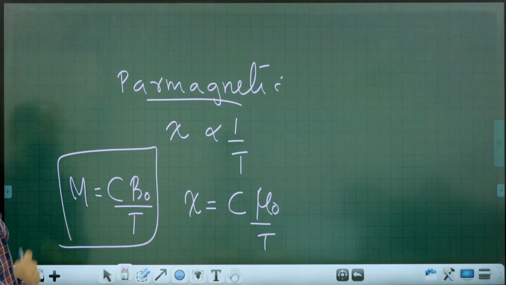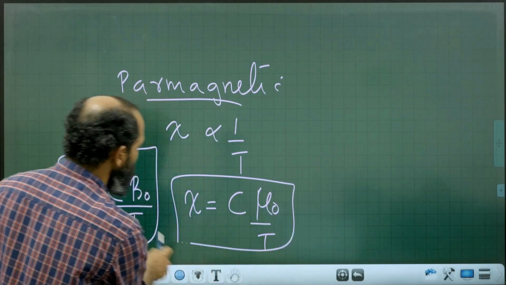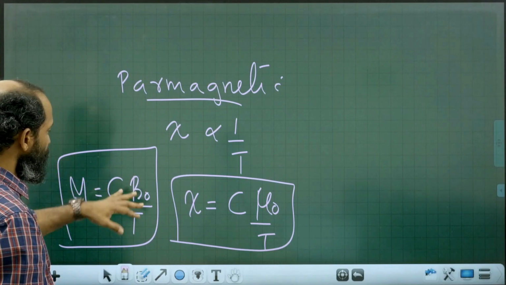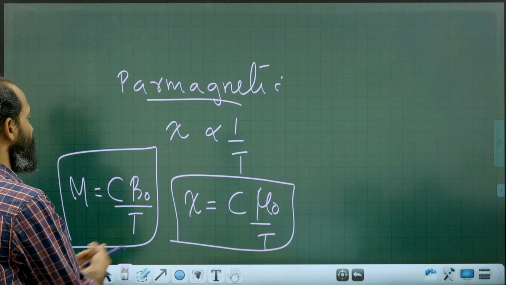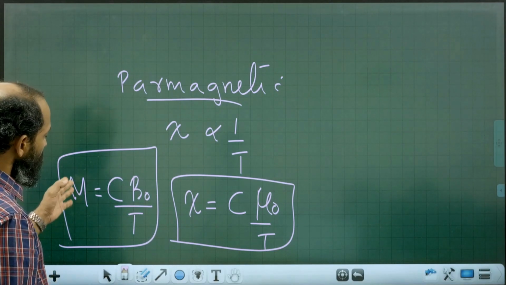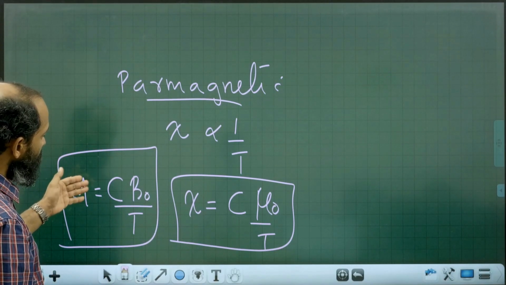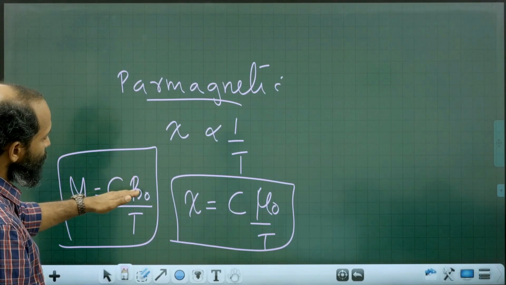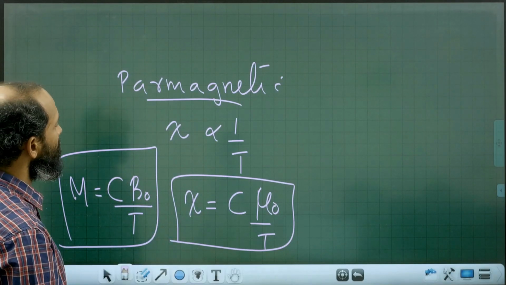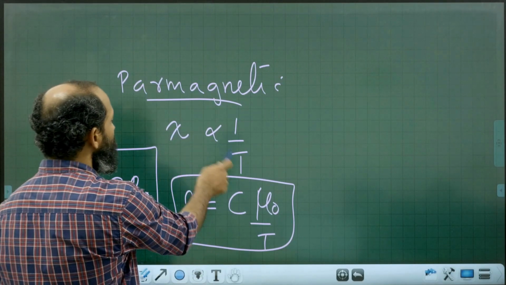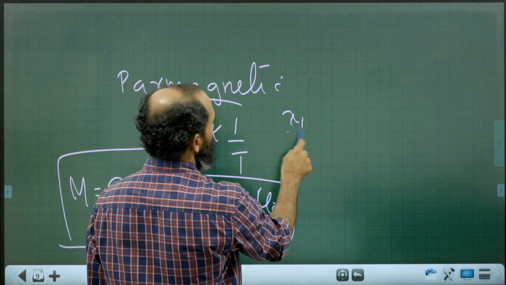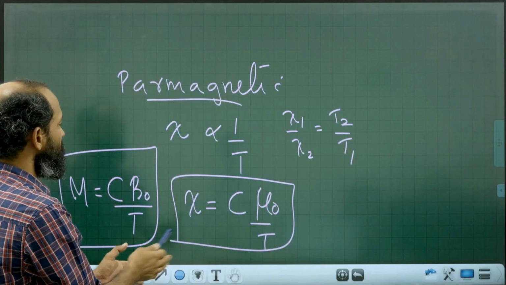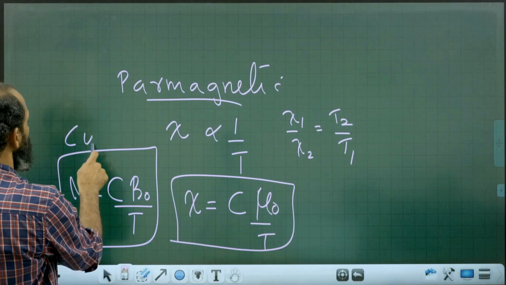This is also a very important formula. This may be asked in entrance exams. M, B0, T values may be given. One set of values will be given, and for the other set you can find out M1 equals C B0 1 by T1, M2 equals C B0 2 by T2. Like that you can compare. Comparison questions may come. The chi-T graph is a rectangular hyperbola, so that chi1 by chi2 equals T2 by T1.